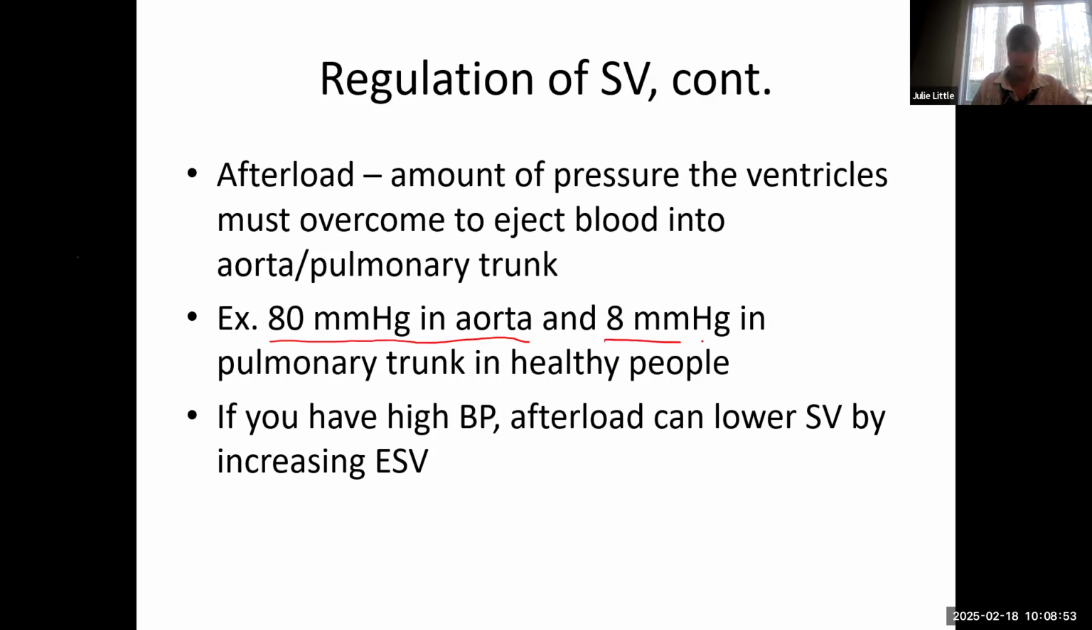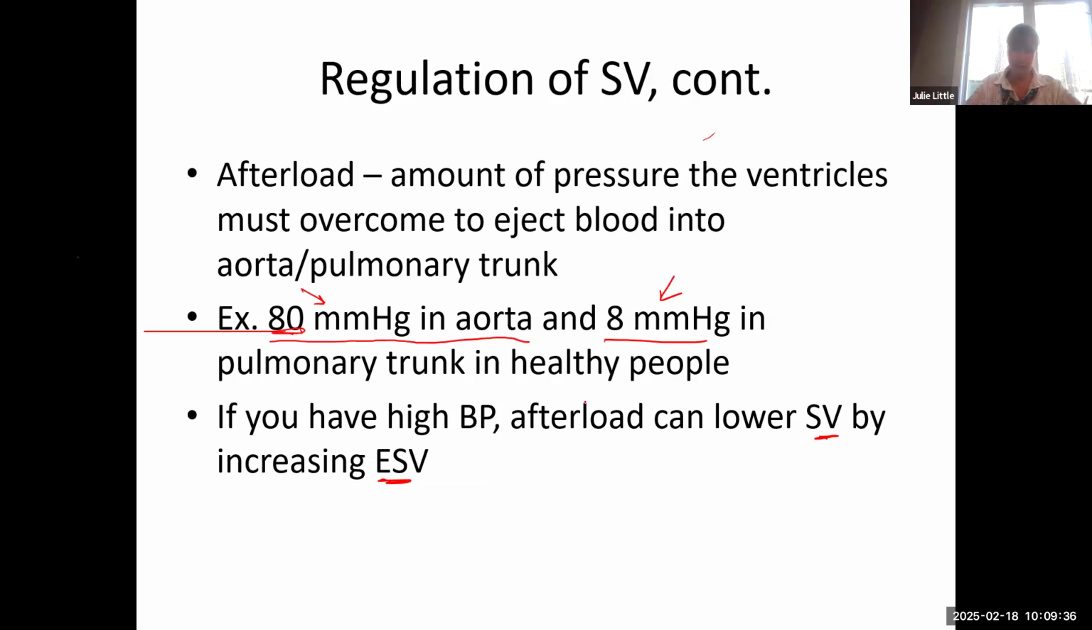In the pulmonary trunk, the blood pressure is much lower. The right side of the heart sends blood to the lungs, which are just adjacent to the heart, right? It's a low pressure system. The aorta is high pressure because we're sending blood out to the entire body. So this is the amount of pressure in the pulmonary trunk that the right ventricle has to overcome, and this is the 80 that the left ventricle has to overcome. If you have that higher blood pressure, afterload lowers stroke volume by increasing the amount of end-systolic volume left behind.